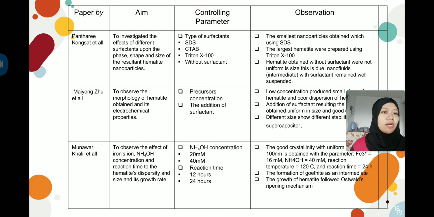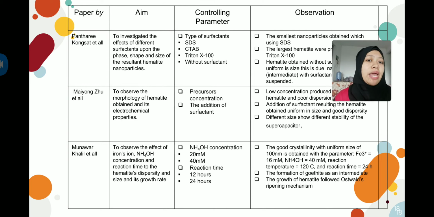Okay, so Patrick Constant et al. wanted to investigate the effect of different surfactants. They varied the types of surfactant, which are SDS, CTAB, Triton X100 and without surfactant. They found that the smallest nanoparticles were obtained using SDS surfactant and the largest hematite was prepared using Triton X100, while the hematite obtained without surfactant was not uniform in size. This is because the hematite without surfactant will sediment after a few minutes, compared to the hematite with surfactant that remains well suspended.